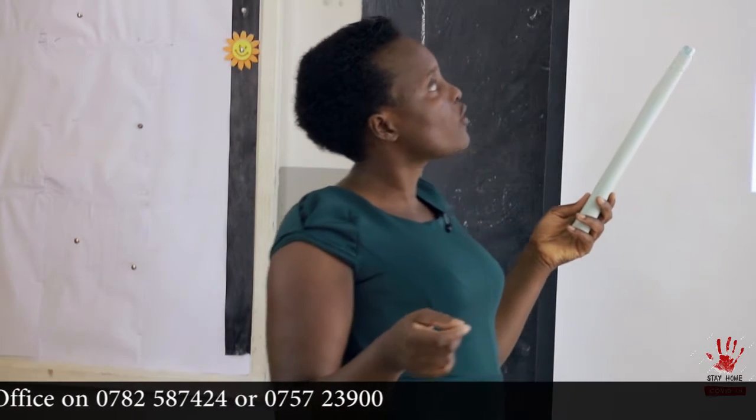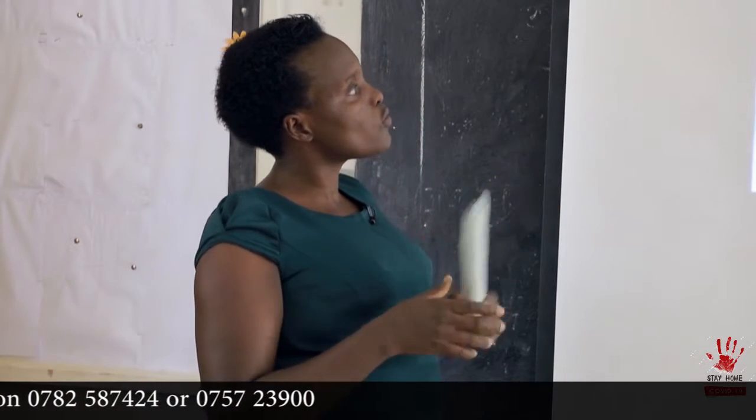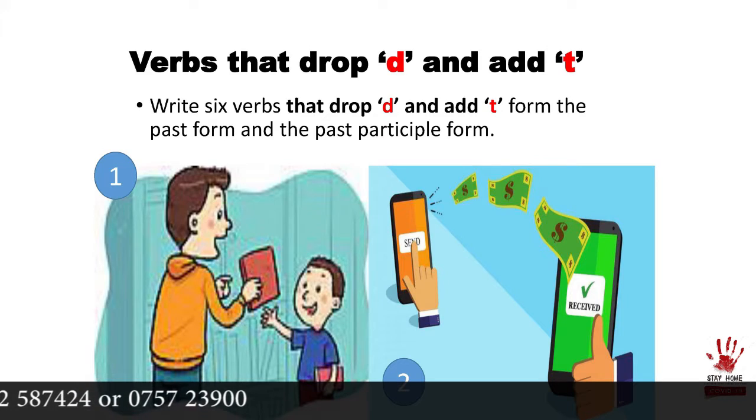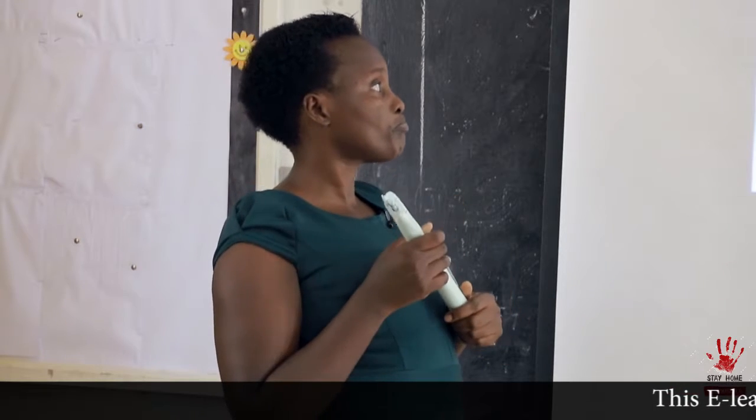Then we continue. We look at another group. These ones, they drop D for T. I want you to write for me verbs that drop D in past. They end with D, and in past tense, they drop D to make it T.